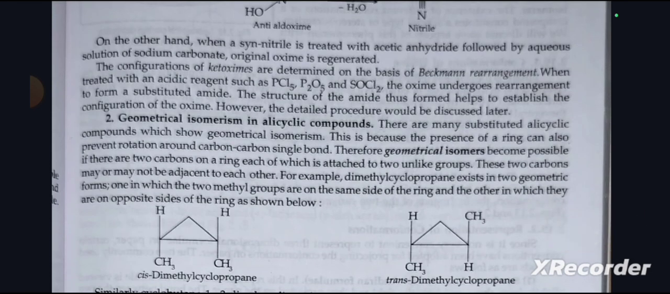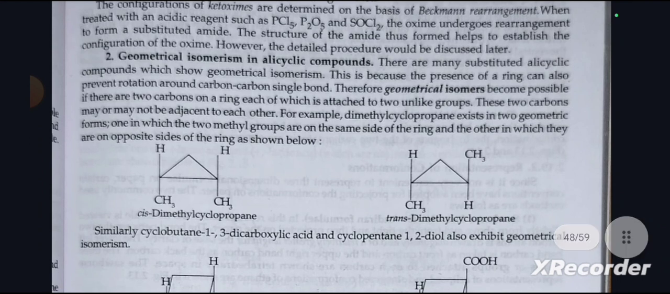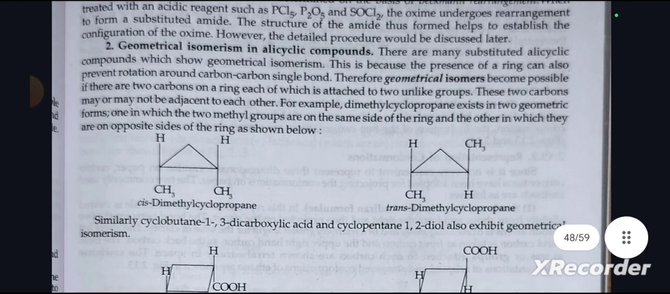On the other hand, when a cyanide is treated with acetic anhydride followed by aqueous solution of sodium carbonate, the original oxime is regenerated. The configurations of ketoximes are determined on the basis of the Beckmann rearrangement. When treated with an acidic reagent such as PCl5, P2O5, and SOCl2, the oxime undergoes a rearrangement to form a substituted amide. The structure of the amide thus formed helps to establish the configuration of the oxime. However, the detailed procedure would be discussed later.